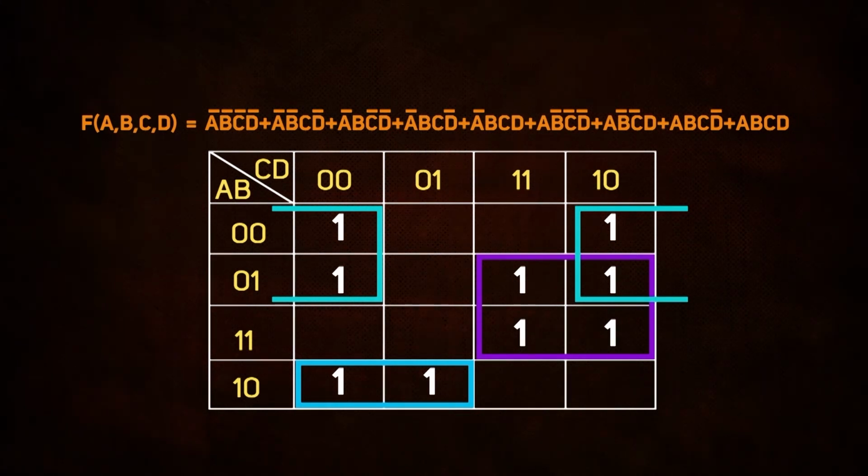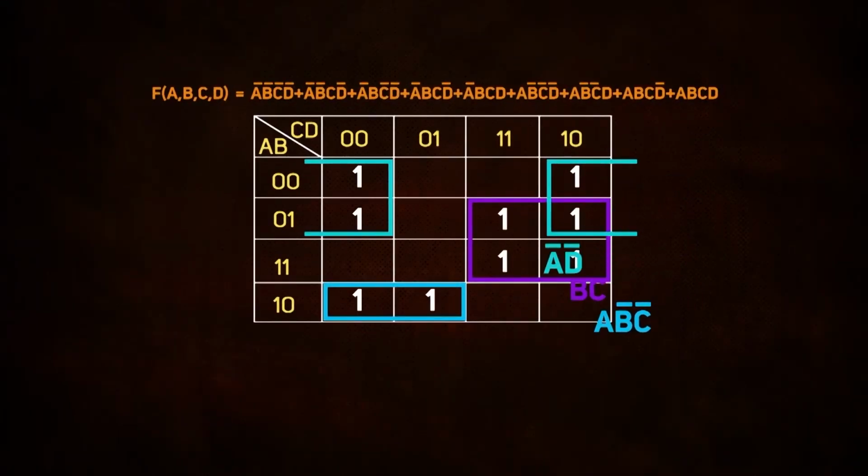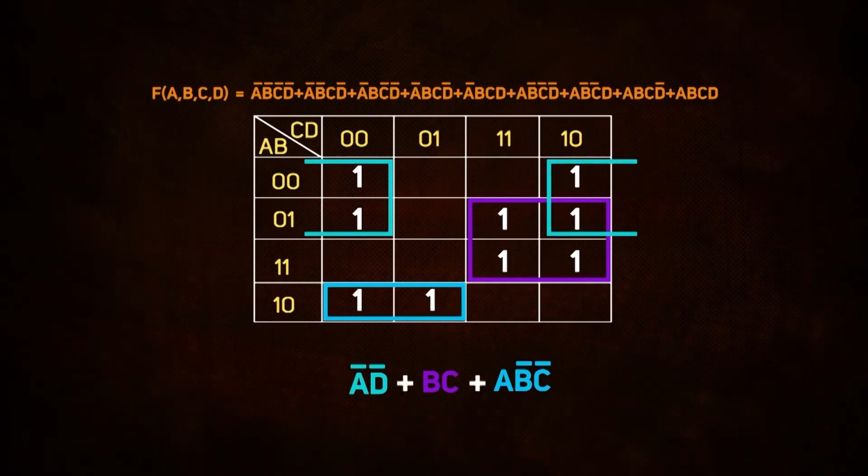The reduced term of group 1 is A complement, D complement. The reduced term of group 2 is BC, and the reduced term of group 3, that is a pair, is A, B complement, C complement. And finally, the simplified expression is the sum of all these terms, that is A complement, D complement plus BC plus A, B complement, C complement.